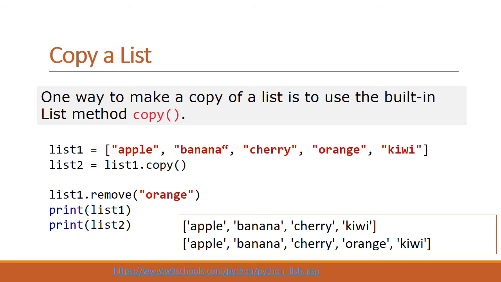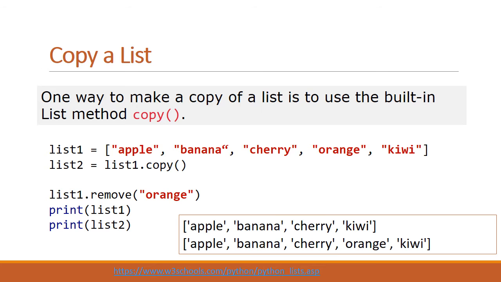To create a copy of a list, we use the copy method. This will create a new list containing the same elements as the list we're copying. So list 1, we have apple, banana, cherry, orange, and kiwi. Then we assign list 2 list1.copy. So we're making a new list that's a copy of list 1.